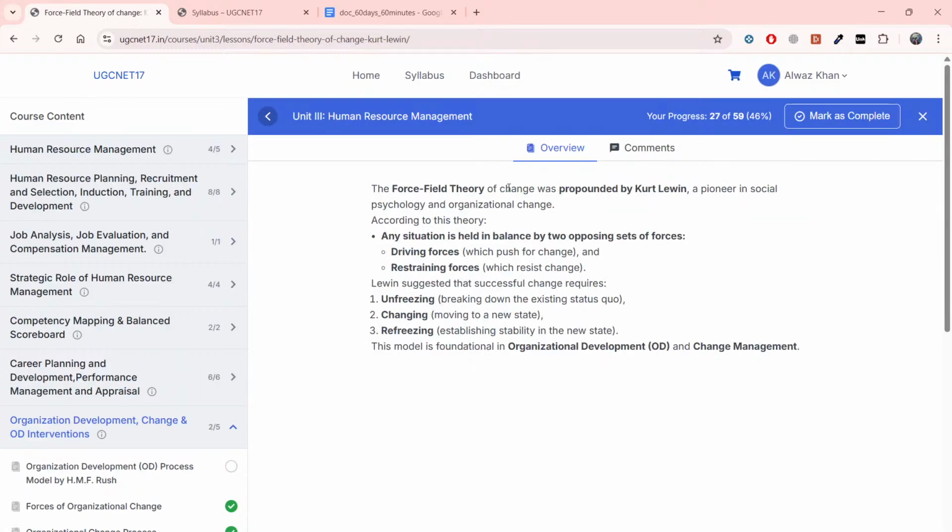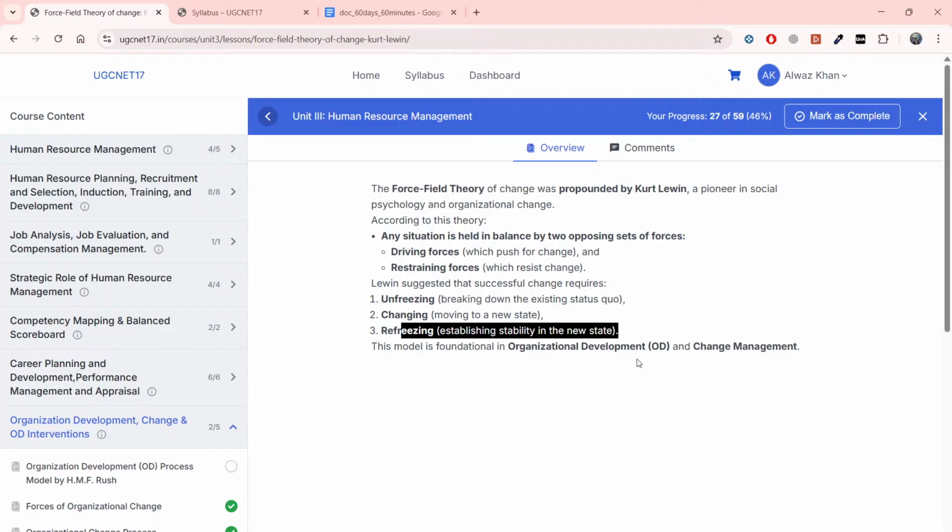The force field theory of change was propounded by Kurt Lewin, a pioneer in social psychology and organizational change. According to this theory, any situation is held in balance by two opposing sets of forces: driving forces which push for change, and restraining forces which resist change. Lewin suggested a successful change requires unfreezing, breaking down the existing status quo; changing, moving to a new state; and refreezing, establishing stability in the new state.